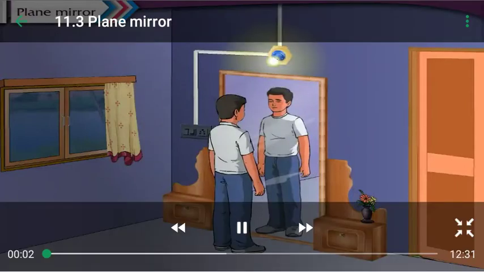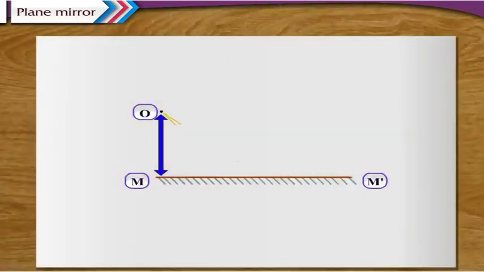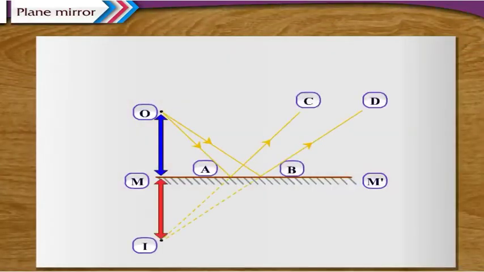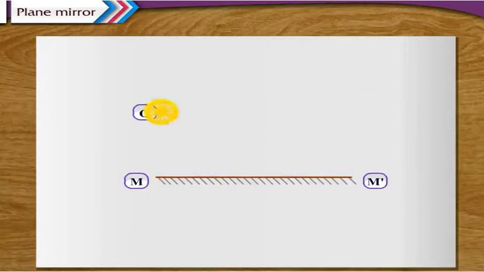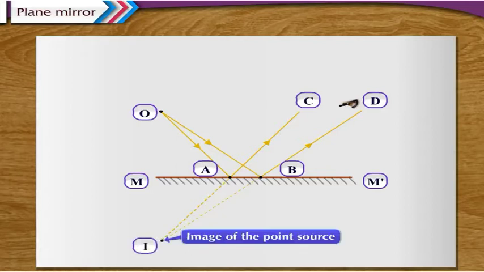When we stand in front of a mirror in our house, we see a clear image of ourselves. To understand how an image is formed in a mirror, let us first consider an image formed by a point source. Light rays coming from a point source travel in all directions. Several of these rays fall on the mirror, get reflected, and reach our eyes. Due to reflection, they appear to be coming from a point behind the mirror. That point is the image of the point source.